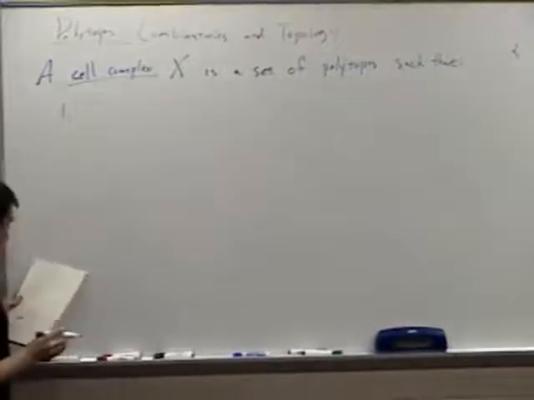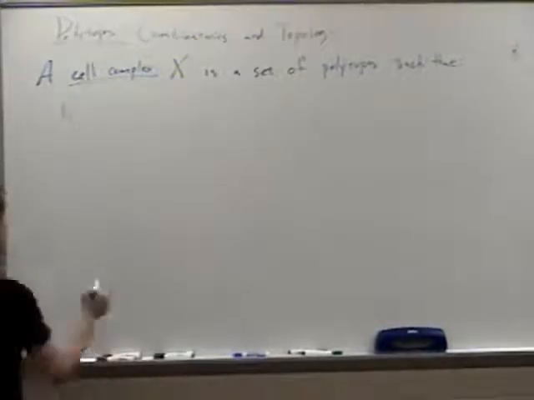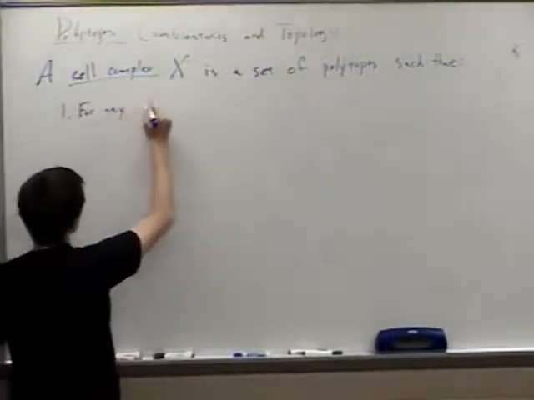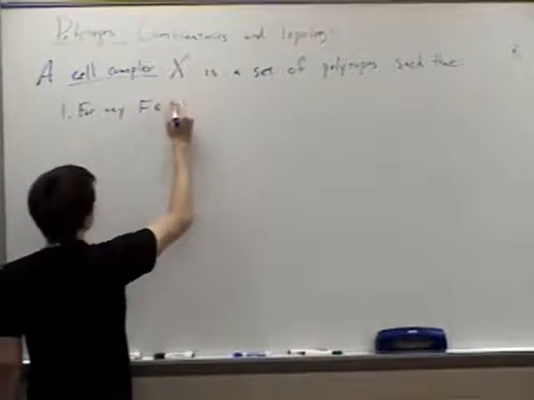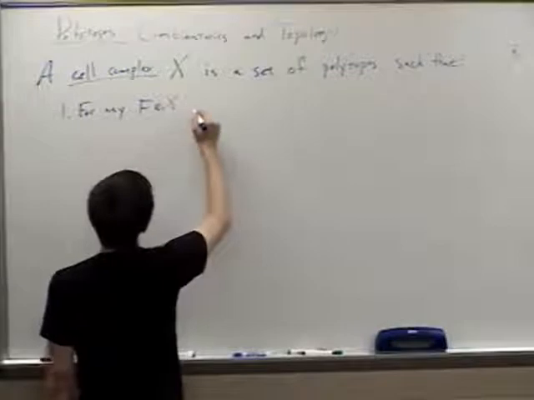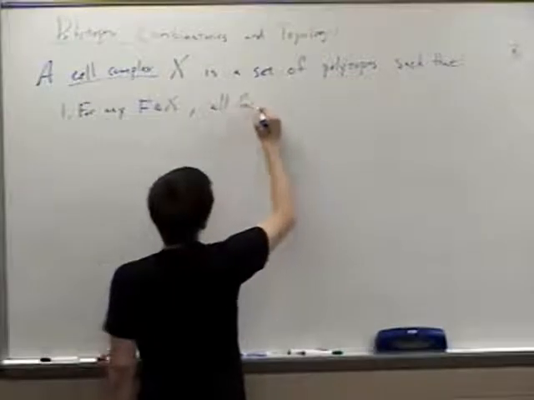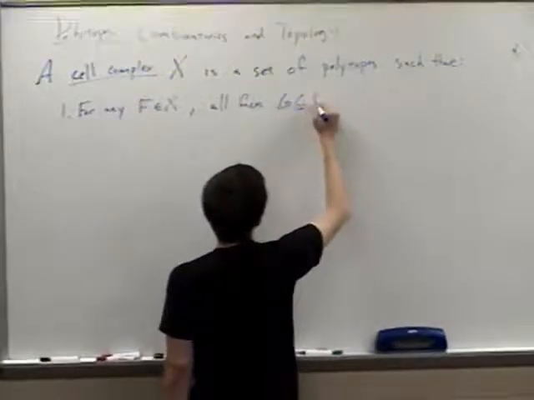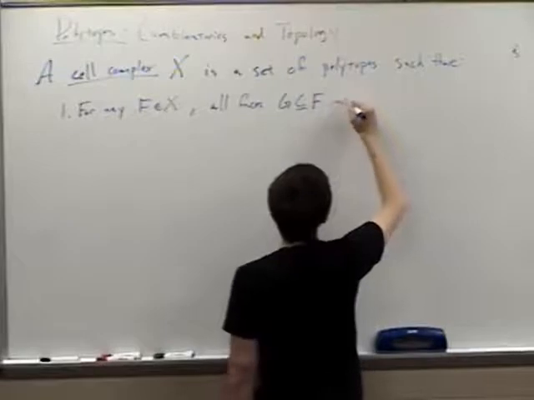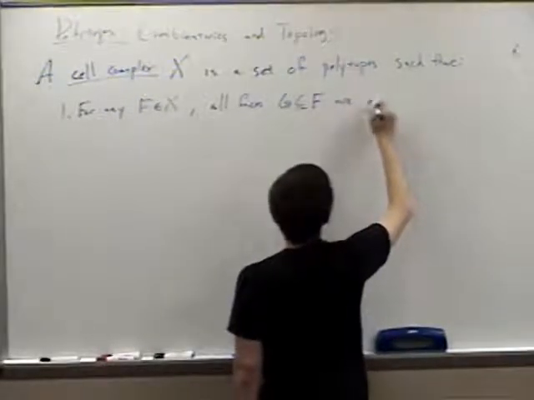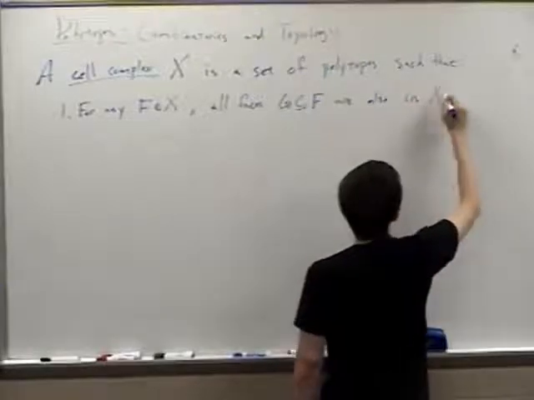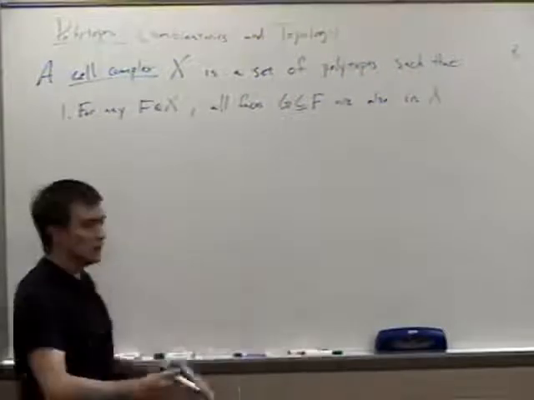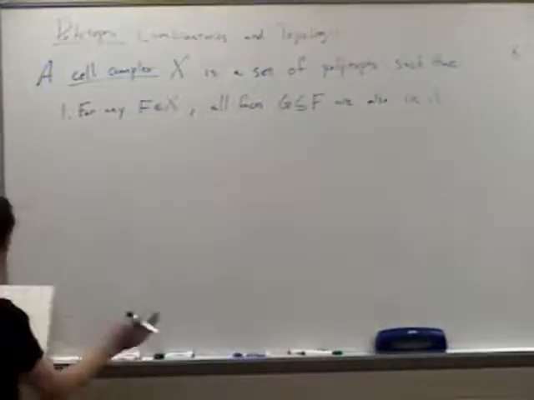One, any face of a polytope in X is also contained in X. So we'll say for any F in X, all faces G contained in F are also in X. So we're just going to say that if we take any face, we can just drill all the way down and explode it into all the tiny little faces that it's made out of, and they all have to be contained in there.